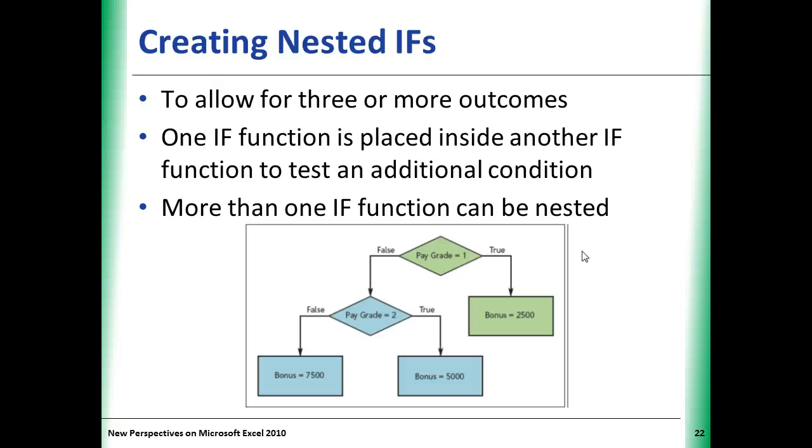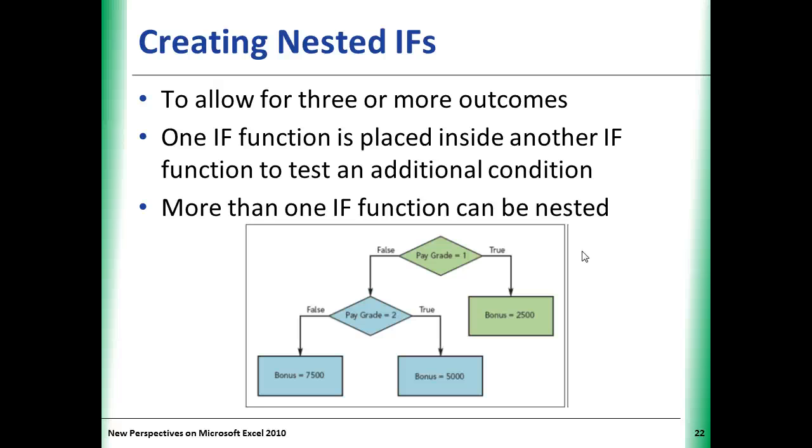Now, as soon as I meet that condition, I'm done. It ends. As soon as it says pay grade is 1, 2,500, it's done. It gets out of the if statement. It goes right to the end bracket. However, if 1 isn't true, then I go to here. I skip over that, because this is what it does when it's true, and after this comma is what it does when it's false.